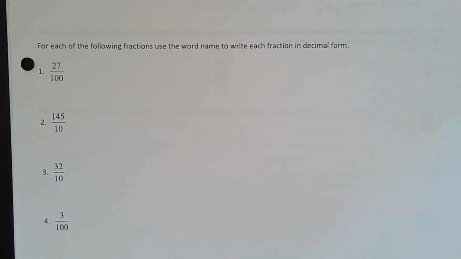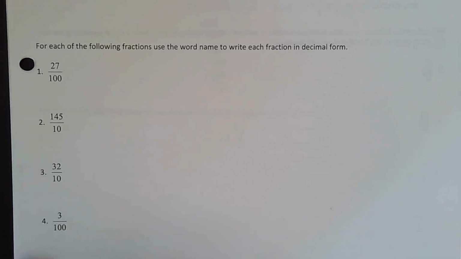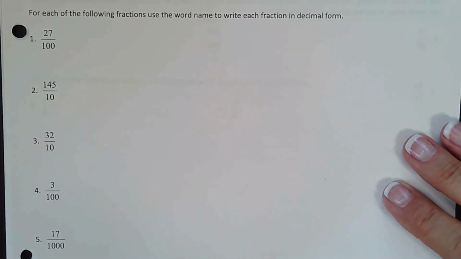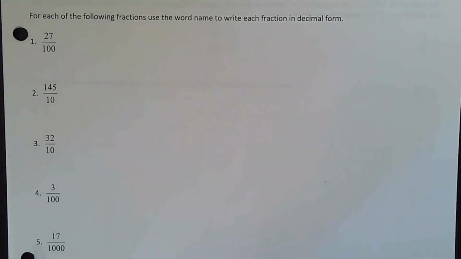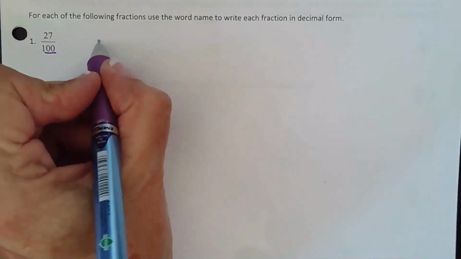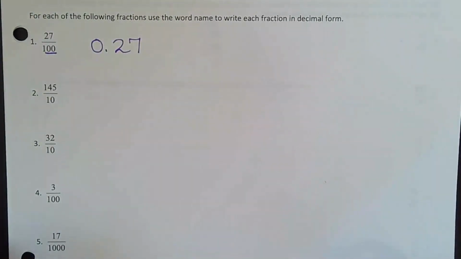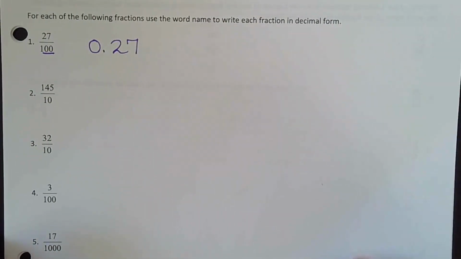So remember, count the number of zeros. That's how many decimal places there are. So how about we do the first 3 and you guys do the next 2. So this says 2 decimal places. So that means it's 0.27. Both the 2 and the 7 can go after because we can have 2 decimal places.